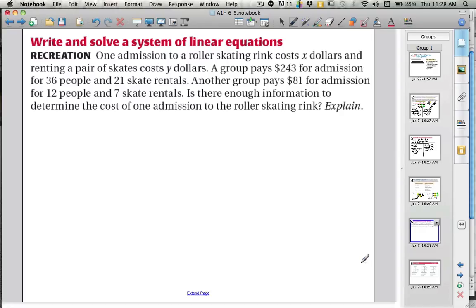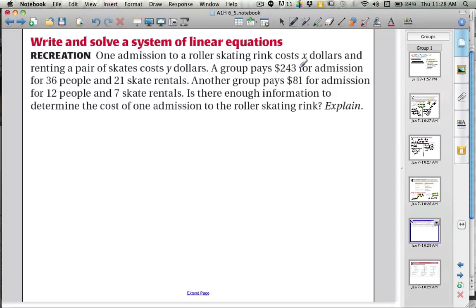Looking at this in context, I have one admission to a roller skating rink costs $x, and renting a pair of skates costs y dollars. If a group pays $243 for admission for 36 people and 21 skate rentals, and another group pays $81 for 12 people and 7 skate rentals, is there enough information?